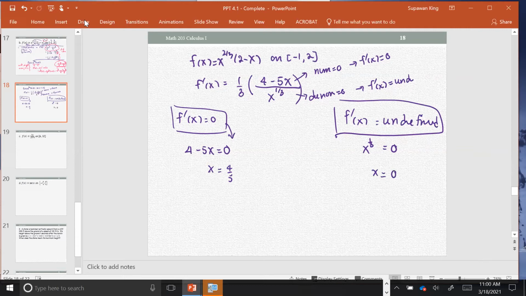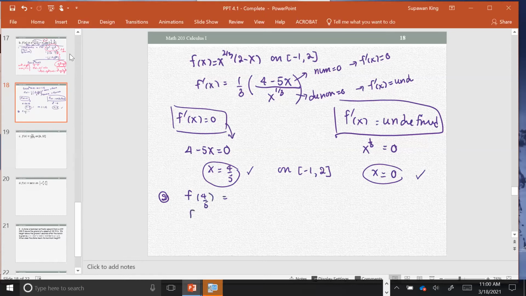And next, we have to find out, are these two points on the closed interval negative 1 comma 2? 4 over 5 is 0.8. Yes, it's within this interval. x equals 0, yes. So we keep these two as the critical values. That's step one. Step number two, we're going to find the function value at these two critical values, f at 4 over 5, f at 0, and f at the two endpoints, which are at -1 and +2.